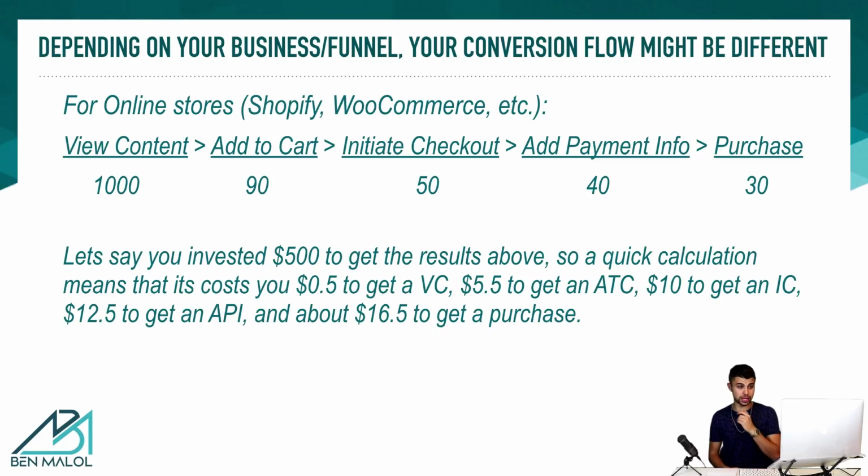So with that being said, I want to talk about how much we're actually paying here. So let's say we have these results, right? These are the results that we talked about before. 1,000 view contents, 90 adds to cart, 50 initiate checkouts, 40 add payment info, and 30 purchases. Let's say this whole thing costs us $500. Let's say we invested $500 and these are the results that we got. So a quick calculation means that we're paying $0.5 to get a view content, right? Because 500 divided by 1,000 is 0.5, right?